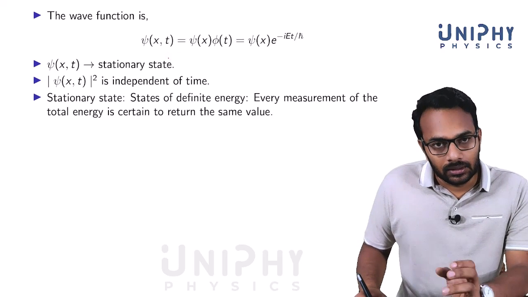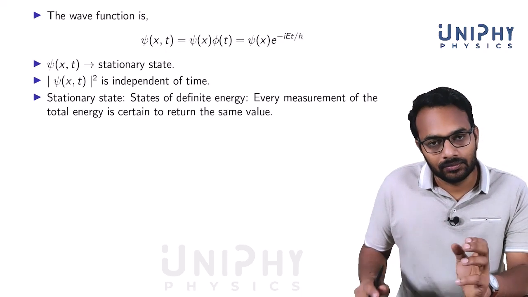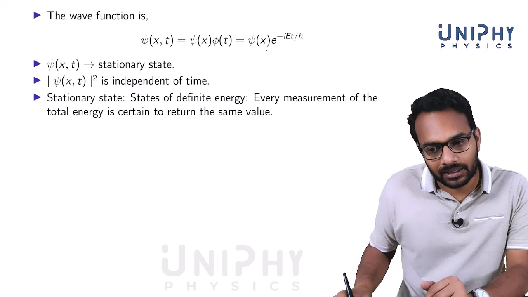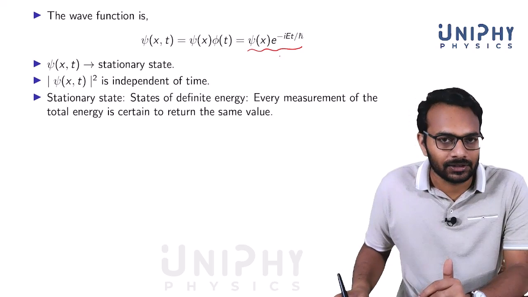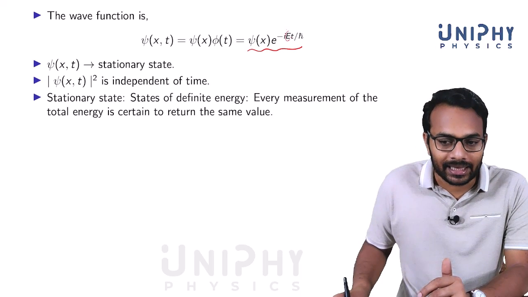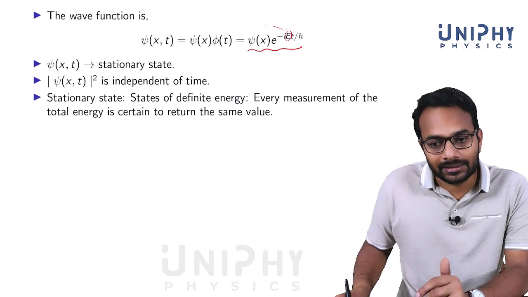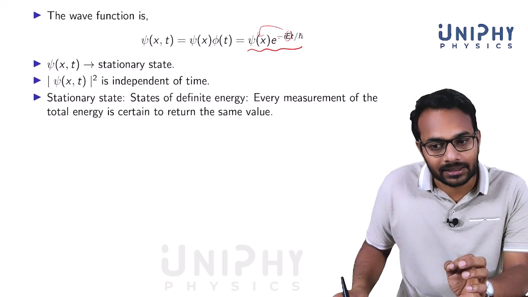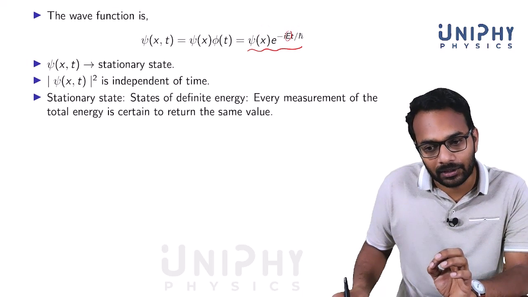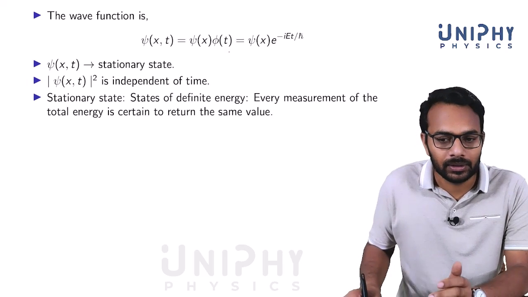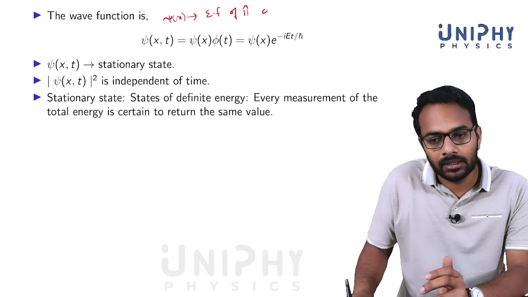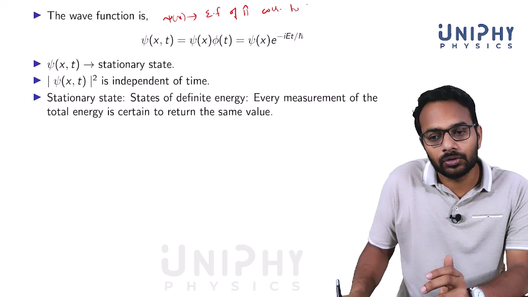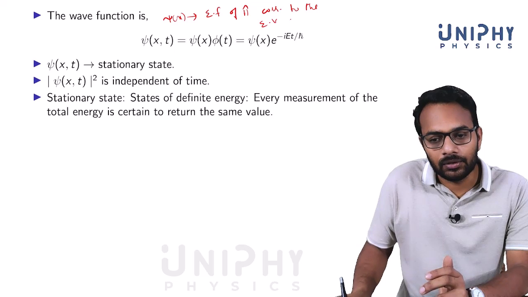Now the full wave function in this case, the time dependent part and the time independent part together, looks like psi of x e raised to minus i E t by h cross. So E is the energy eigenvalue and psi is the energy eigenfunction. It's the eigenfunction of the Hamiltonian corresponding to the eigenvalue E. So here psi of x is the eigenfunction of the Hamiltonian corresponding to the eigenvalue E.